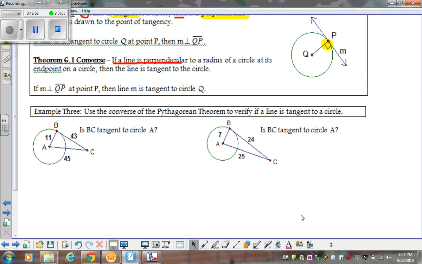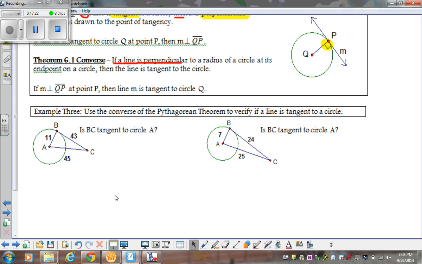So let's look at a couple of examples. This first one asks, is BC tangent to circle A? If you notice, they've given us three segment lengths. They give us an 11, they give us 43, and they give us 45. This makes a triangle. We don't know if it's a right triangle. It looks like it very well could be, but we don't know that for sure.